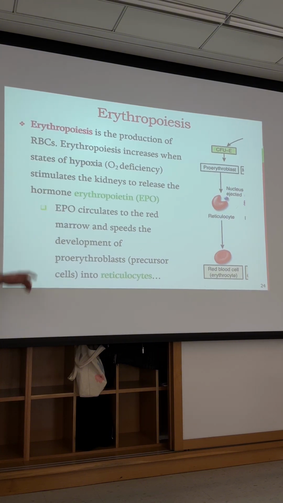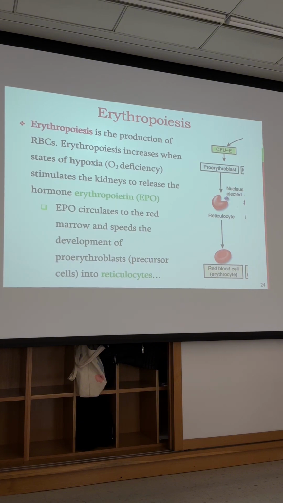So erythropoietin is something that has been abused by performance athletes. It's a performance enhancing drug. They have synthetic forms of erythropoietin that you can inject, and then that will stimulate your body to make more red blood cells.